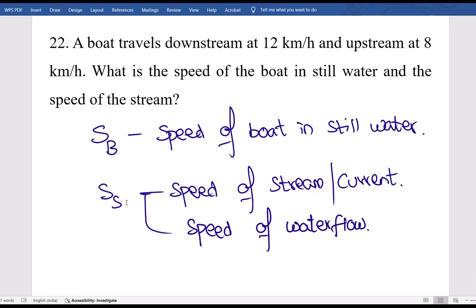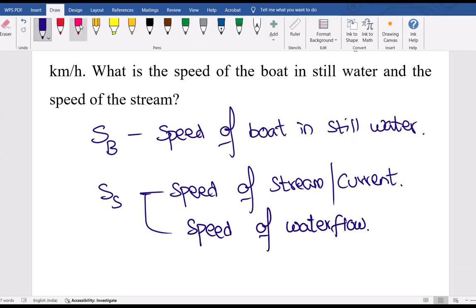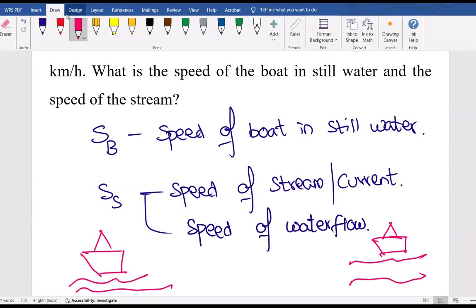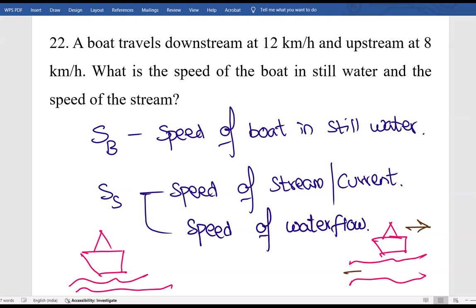Now downstream means actually downstream, upstream. See, the boat is traveling in water, but if the boat travels opposite to the water flow, it is called upstream. If the boat is going in this way and water is going in this way, both going the same way is called downstream. Downstream, boat and water both are traveling in the same direction. This is upstream.